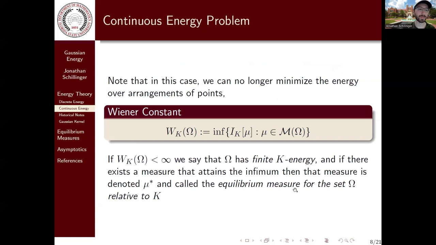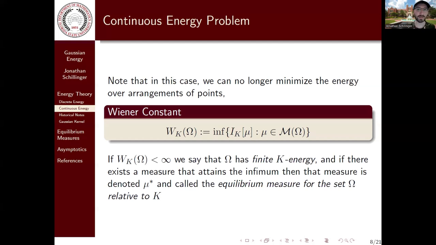And then this minimal continuous energy has a special name historically because of the mathematicians who are working on this. This is called the Wiener constant, or sometimes the Robinson constant, depending on the source. With some mild assumptions, we're guaranteed that there exists some measure mu which will attain this optimal value, and that measure will be called the equilibrium measure for the set, or the optimal measure. And sometimes we'll suppress the kernel we're talking about if it's understood.